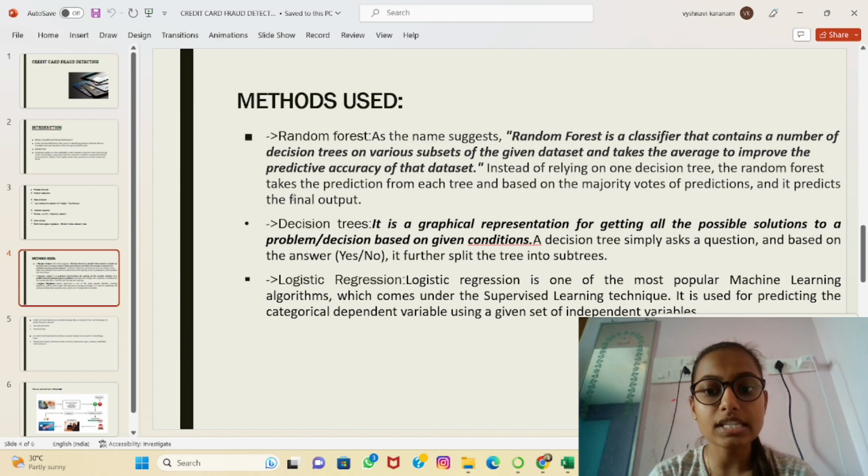Now decision trees. It is a representation for getting all the possible solutions based on decisions. If we want to get a solution based on decisions, we perform a decision tree. Basically, a decision tree asks a question, and based on that question we further split the tree, based on yes or no, till the end of the tree where the leaf node cannot be divided again. Then we can find the answer. Logistic regression is a popular machine learning algorithm and a supervised learning technique. It is also used for predicting a categorical dependent variable.